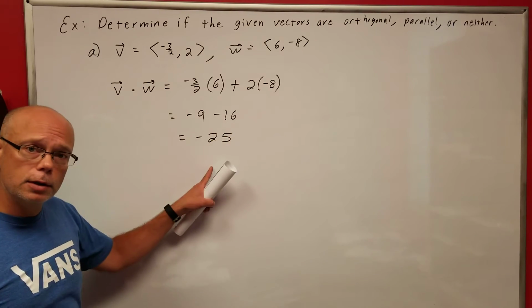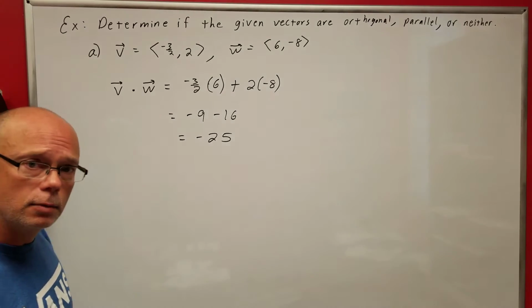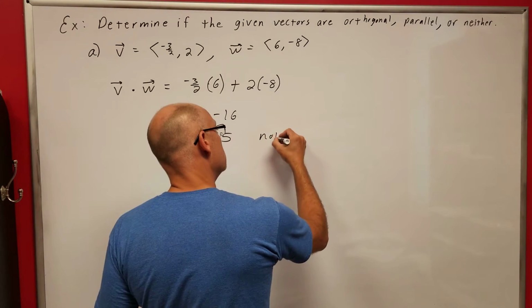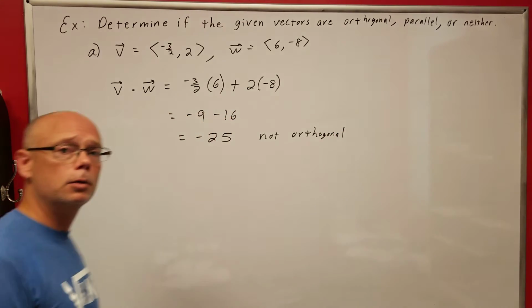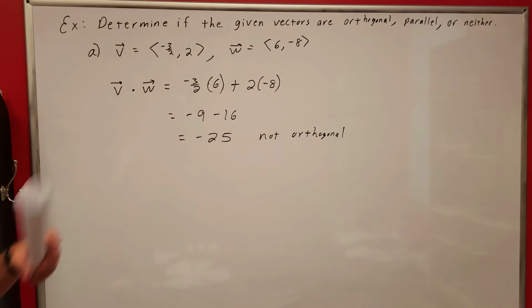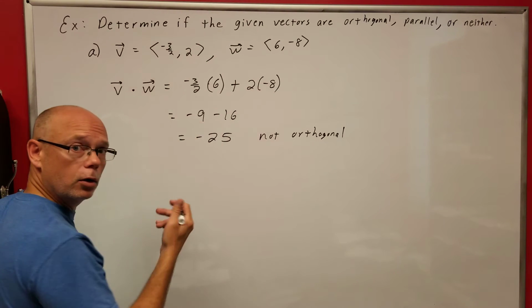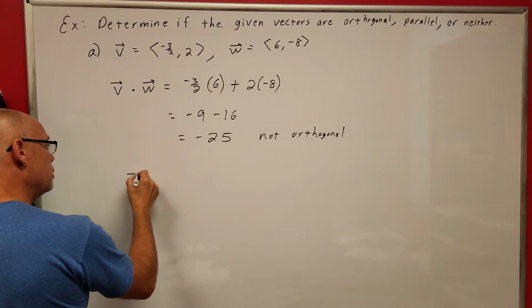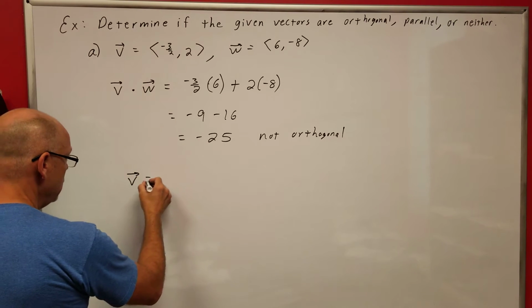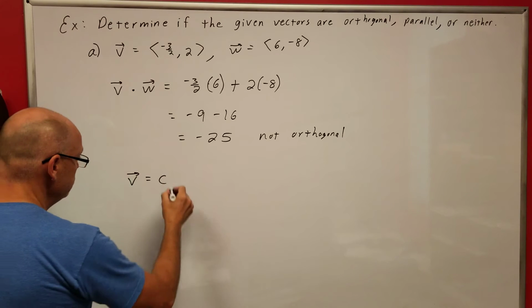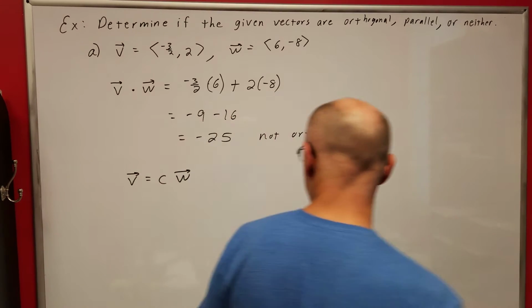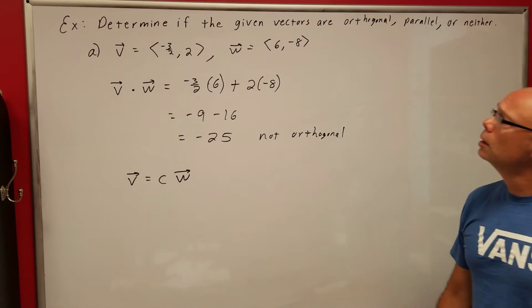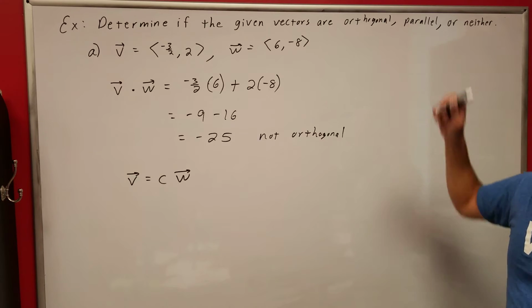Automatically right here, if I took the dot product and it's not zero, I could say they're not orthogonal. Not orthogonal. Now, the parallel part, let me see if they're parallel or not. Remember that vectors v and w are parallel if I could write vector v as some scalar c times vector w. If I could write vector v this way, then those two vectors are going to be parallel.